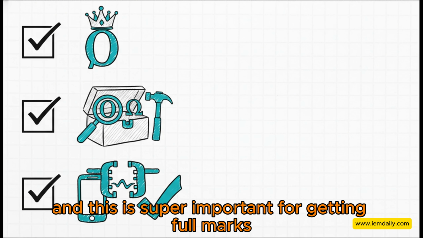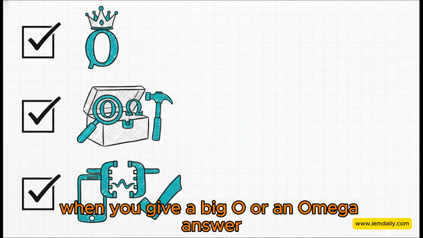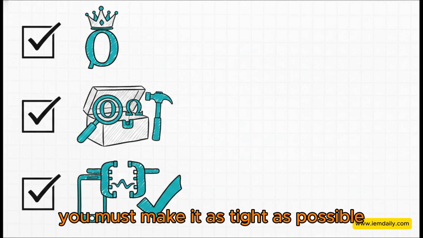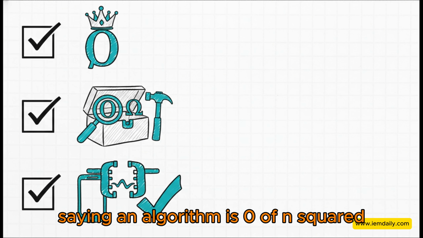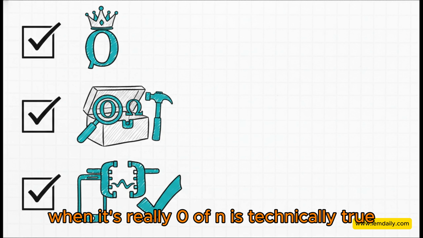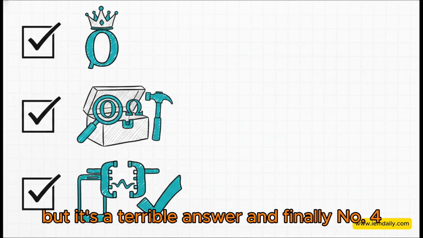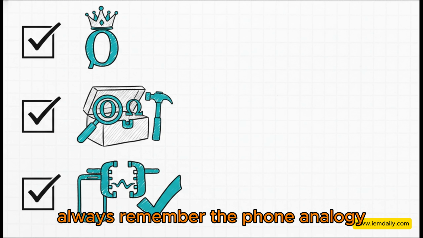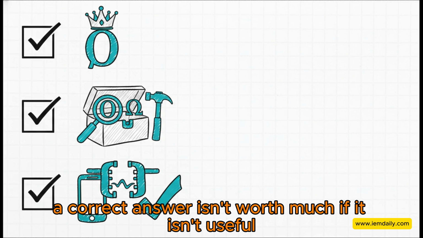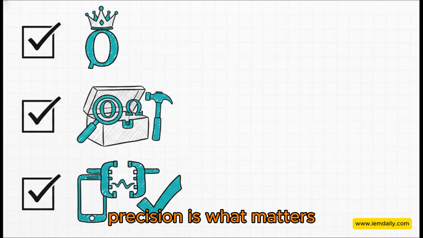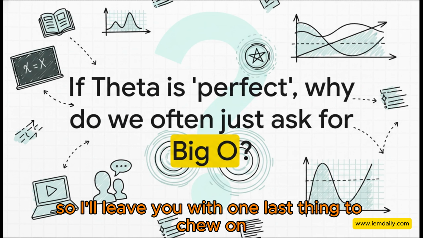Number 3, and this is super important for getting full marks, when you give a big O or an omega answer, you must make it as tight as possible. Saying an algorithm is O of n squared when it's really O of n is technically true, but it's a terrible answer. And finally, number 4, always remember the phone analogy. A correct answer isn't worth much if it isn't useful. Precision is what matters.